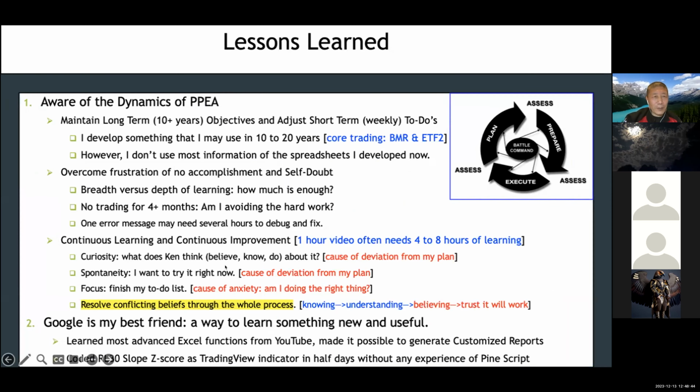Okay. Talk about lesson learned, and the big one is, be aware of the dynamics of PPEA. I used my 4 months of no trading to develop the spreadsheet. That often made me frustrated. So I have to say, I'm going to prepare for 10 years from now, so I feel better. I may not use all the information I developed, but I prepare myself for 20 years.